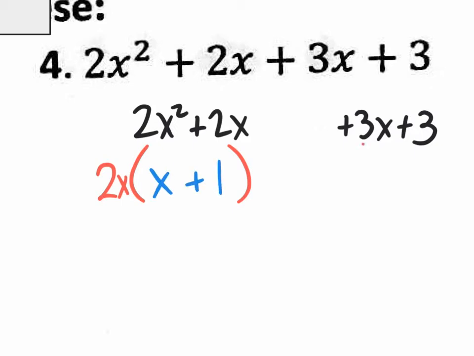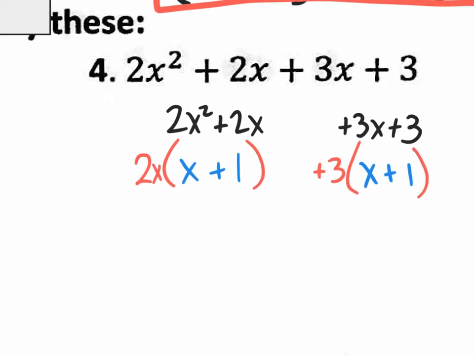Let's take a look at the second group. What could we pull out of there? A positive 3. If I pull out a positive 3, what's going to be left on the inside? X plus 1. Now, luckily, we have the same binomial here and here. If you ended up with different binomials, you'd be stuck. You couldn't continue factoring. But because we have an identical binomial, a common binomial in both groups, I could now take a step back and factor out that common binomial, x plus 1, in both groups.